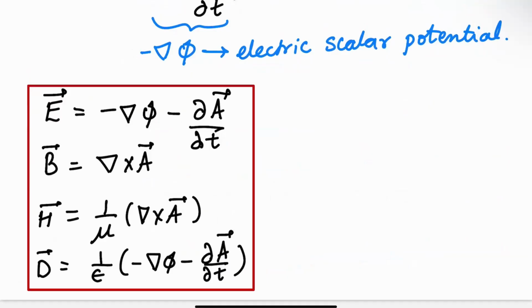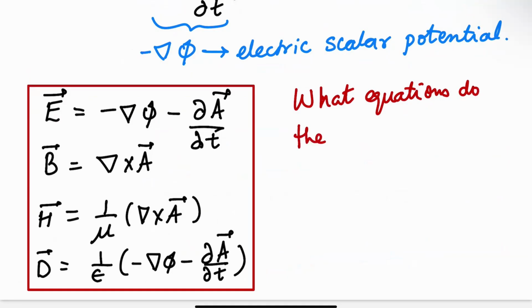So now that we know that we can write the fields in terms of these potentials, we want to know what equations the potentials have to satisfy. Right, so we know fields satisfy Maxwell's equations. So can we substitute these relationships into Maxwell's equations and find a certain set of equations that these potentials satisfy? Okay, so that will be our next goal.